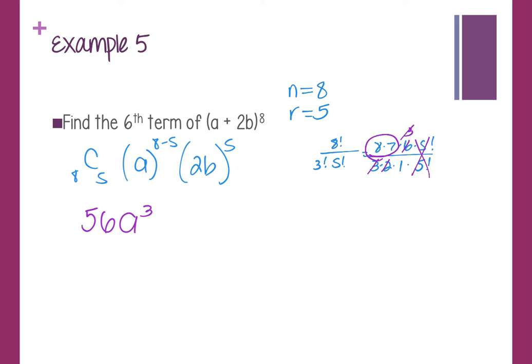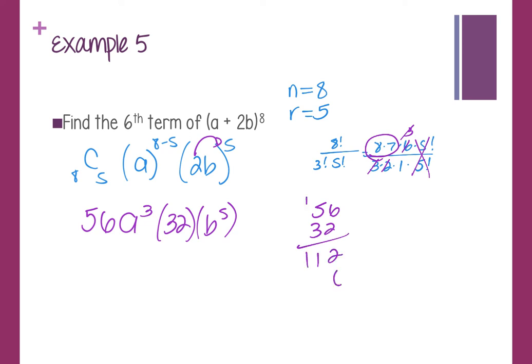A to the 3rd, 2 to the 5th. We just did 2 to the 4th, right, which was 16, which means this is 32, B to the 5th. And then you have to multiply out 56 and 32. $1,792 A to the 3rd B to the 5th.